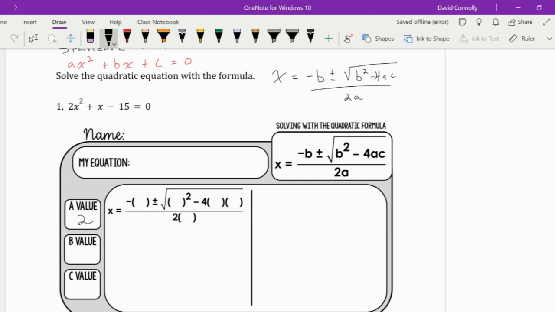The b value is always going to be the one that is next to the x term. And in this case, it looks like there is nothing there, but in fact, there is a 1. And then finally, the c value is going to be the one that is after the x term. And in this case, it is negative 15. So all we're going to do at this point is plug those values into this quadratic equation, and you can see it's written for you again right here.